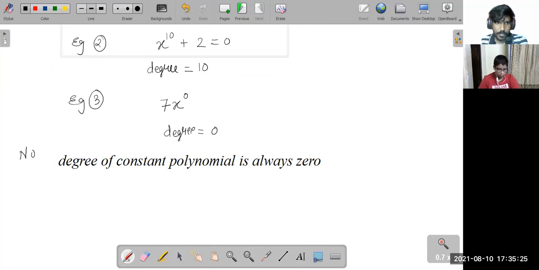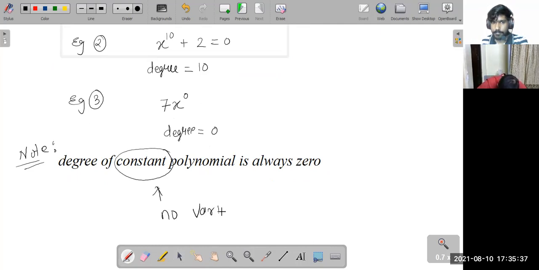Degree of a constant polynomial is always 0. I hope you remember what a constant polynomial is. No variable. Okay, a polynomial with no variable is called a constant polynomial.